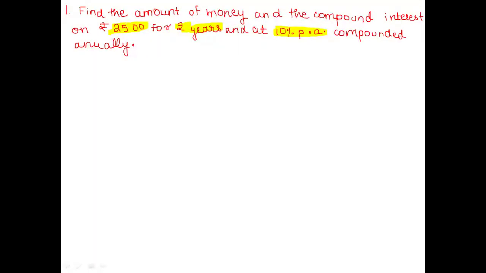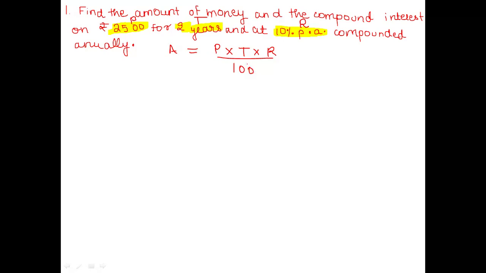So in this video, we know that 2500 is our principal, 2 years is our time, and 10% per annum is our rate. Now the formula we had learned was amount equals P into T into R by 100. Over here we need to find the compound interest, and we also have to find out the amount. So let's start.